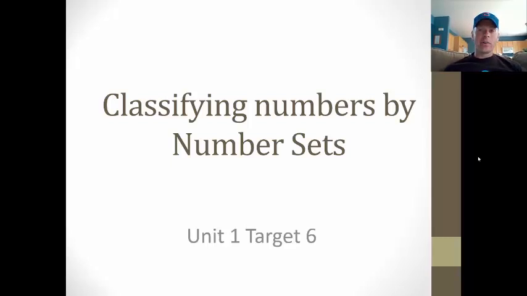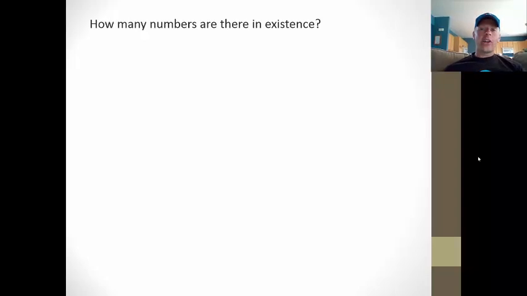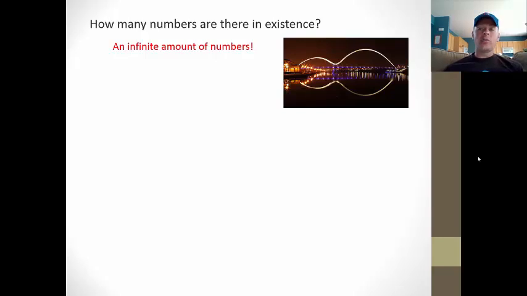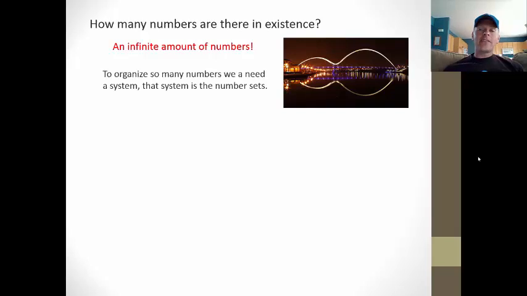Talking about number sets. Well, how many numbers are there in all of existence? Hopefully you said infinity, right? There's a cool bridge there, kind of looks like an infinity sign, right? And the problem we have with that is when you have an infinite amount of something, and even if you don't have an infinite amount, but just a ton of something, it's really hard to work with it unless you have it organized. And that's what our number sets do. They take the infinite amount of numbers we have in all of existence that we could come up with, and they organize them into sets or groups so that we can work with them easier and talk about them easier.